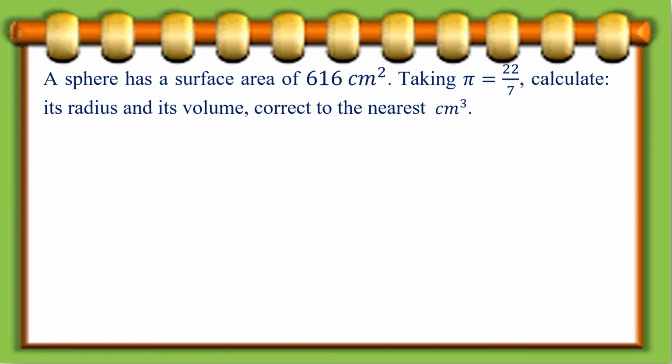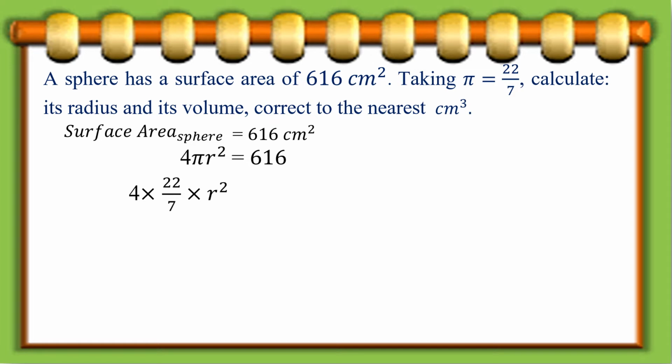Let us have example number 3. Let us read all together the problem. A sphere has a surface area of 616 square centimeters. Taking pi equal to 22 over 7, calculate its radius and its volume, correct to the nearest cubic centimeter. First, we substitute the value of our surface area, which is 616 square centimeters, into the formula for the surface area, 4 pi r squared. Substituting the value of pi, 22 over 7, we have 616 equals 4 times 22 over 7 times r squared.